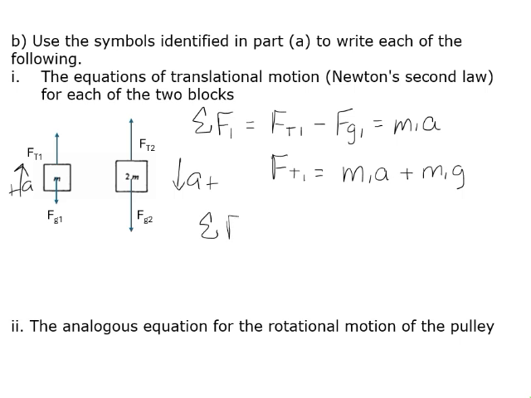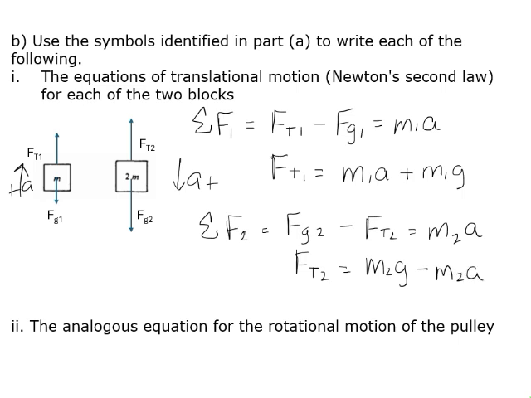Then I'm going to do the same thing for the forces that are acting on mass 2. In this case, the downward direction is positive, so force of gravity 2 minus force of tension 2 is going to equal mass 2 times the acceleration. I'm going to go ahead and solve this again for force of tension. So force of tension 2 is equal to mass 2 times gravity minus mass 2 times acceleration. And we're going to keep a hold of these two equations because they are going to be useful to us in a moment.